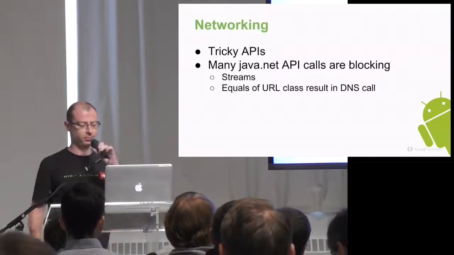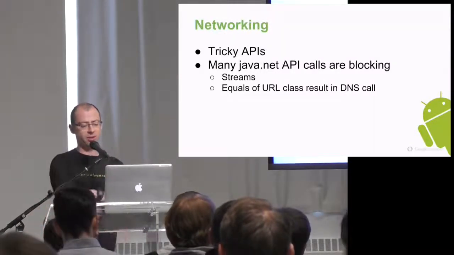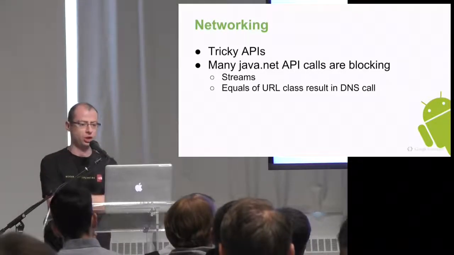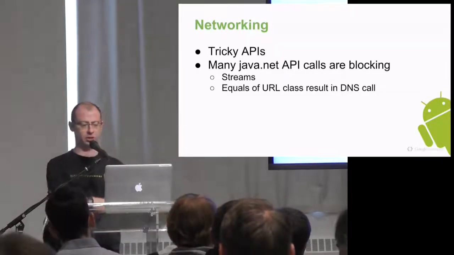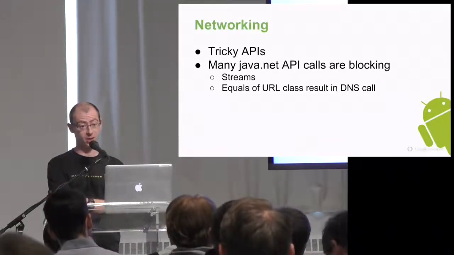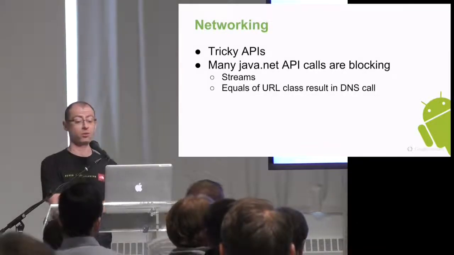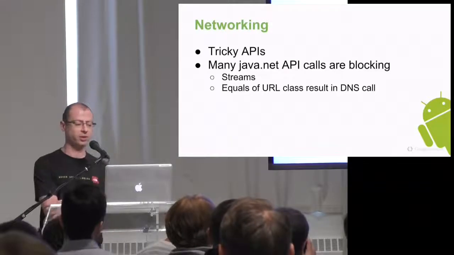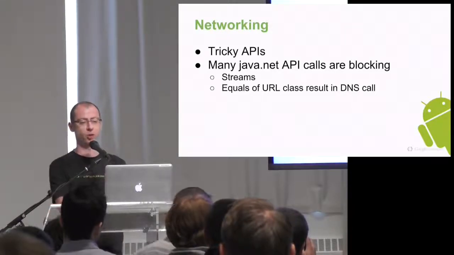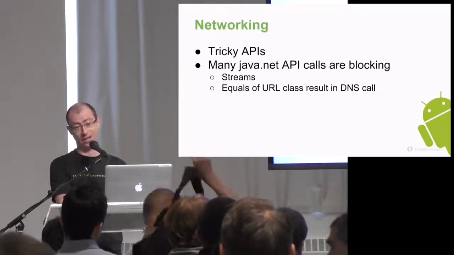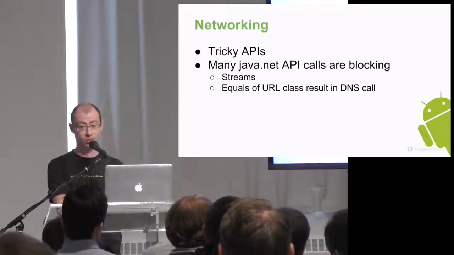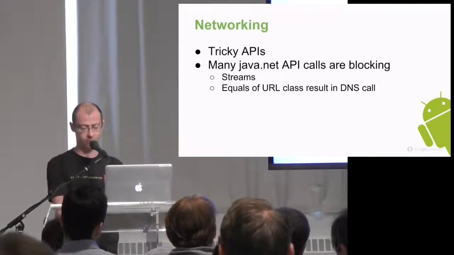Networking. First, the problem with the Java networking, which made its way into Android, is, again, the APIs are tricky. And if you don't know, many Java Net API calls are blocking. This is another excellent reason. Please don't do networking on the UI thread.